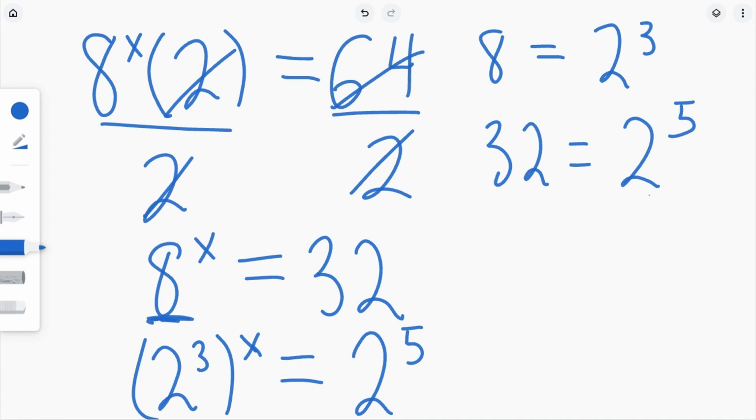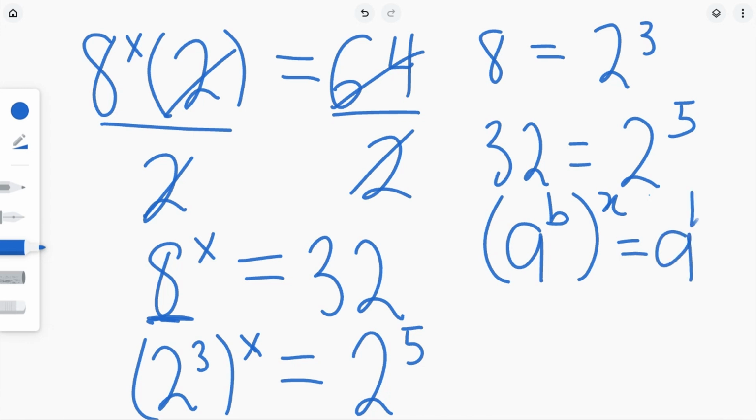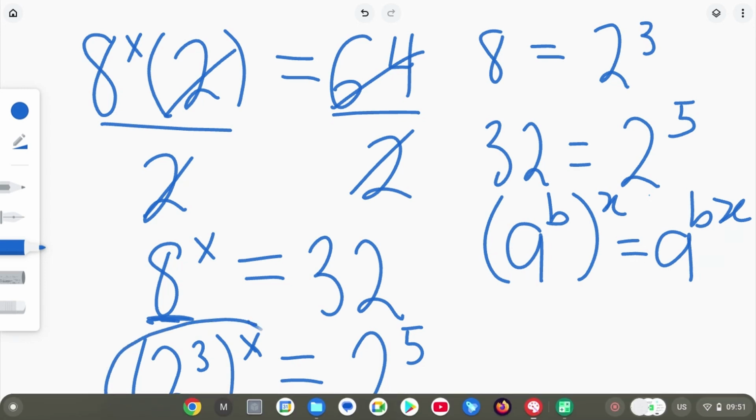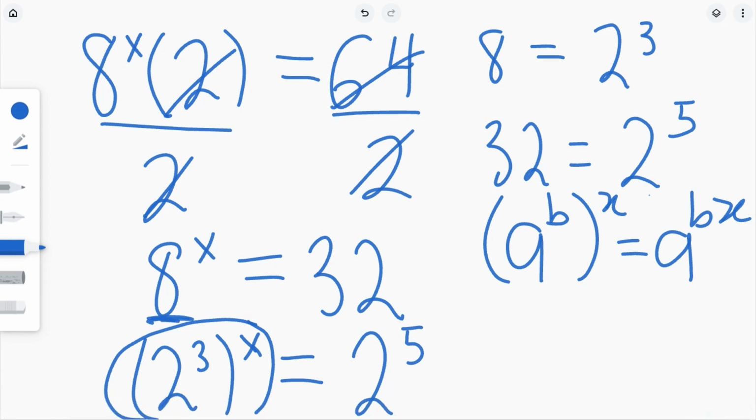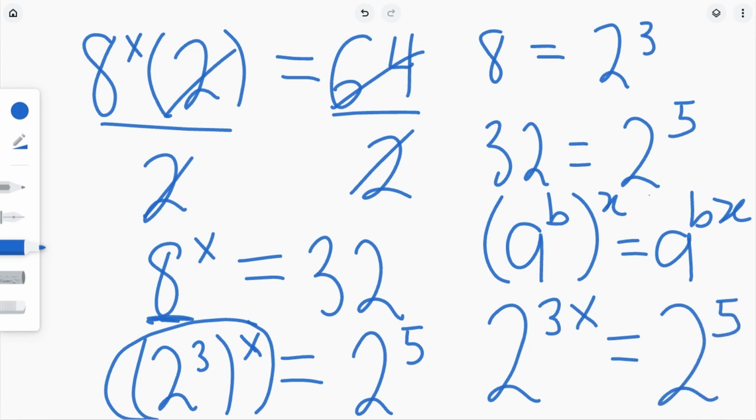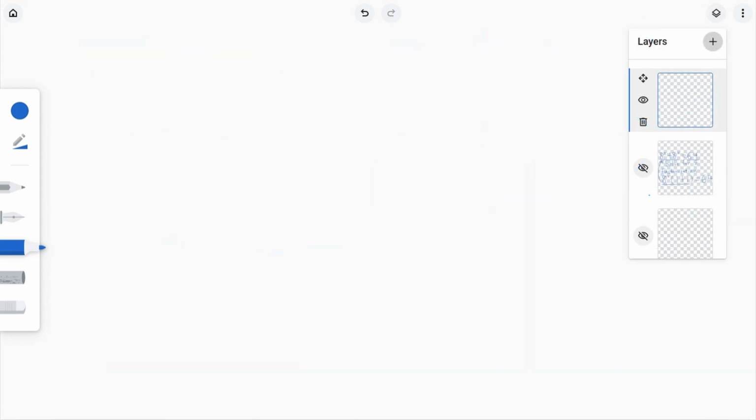So there is a law in indices that says if you have, let's say, a raised to an exponent of b, in a bracket raised to an exponent of x, is the same as a raised to the power bx. So looking at what we have here, it is the same as the law of indices. So we're gonna change it to 2 raised to the power 3x is equal to 2 raised to the power 5. So now this is what we have. We are gonna move to the next layer.